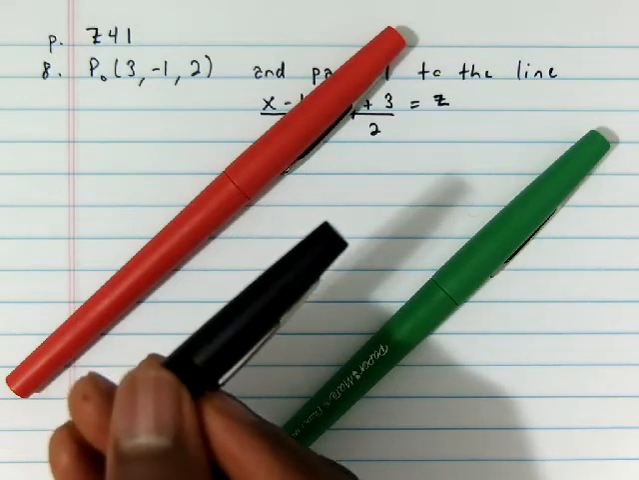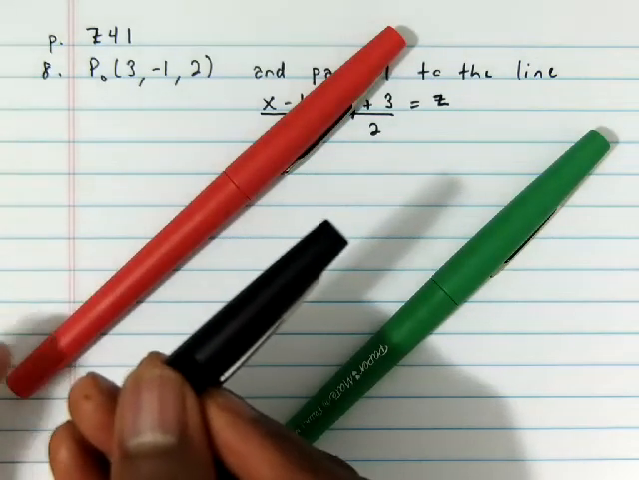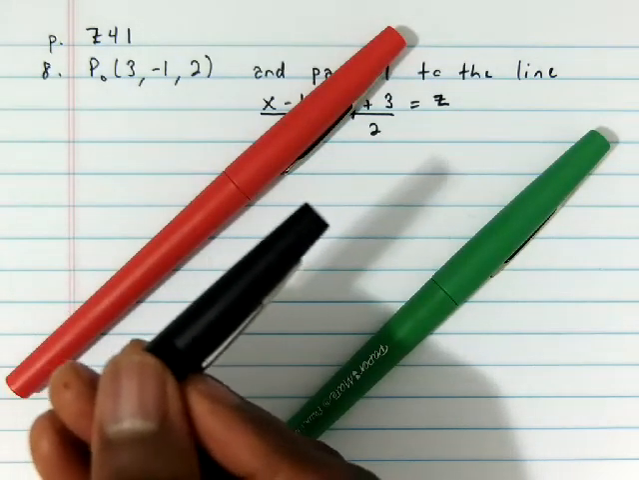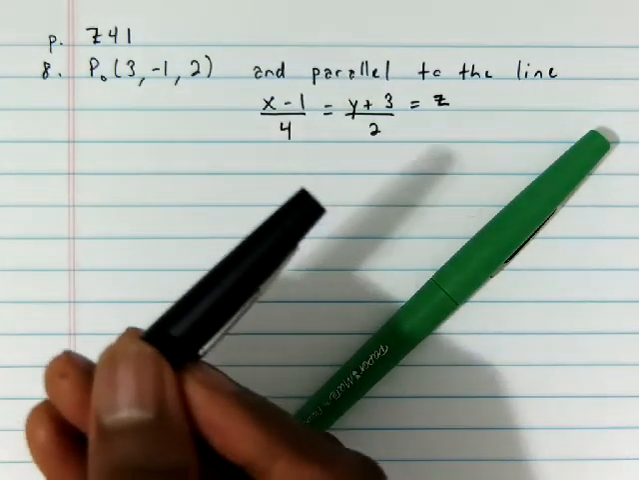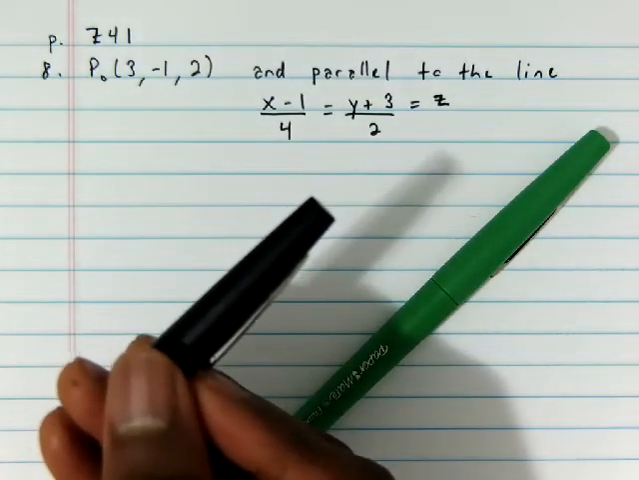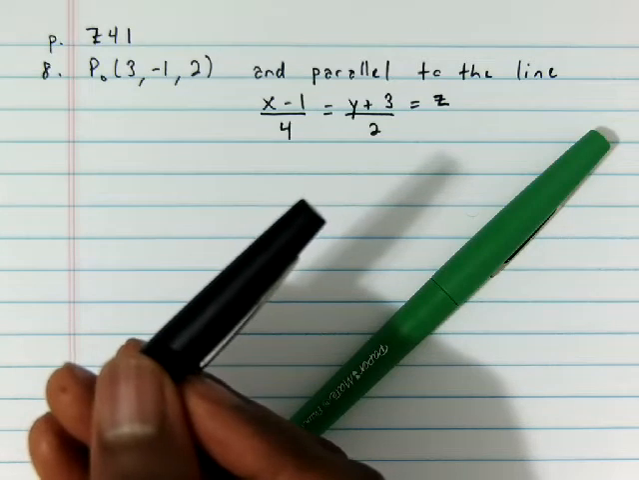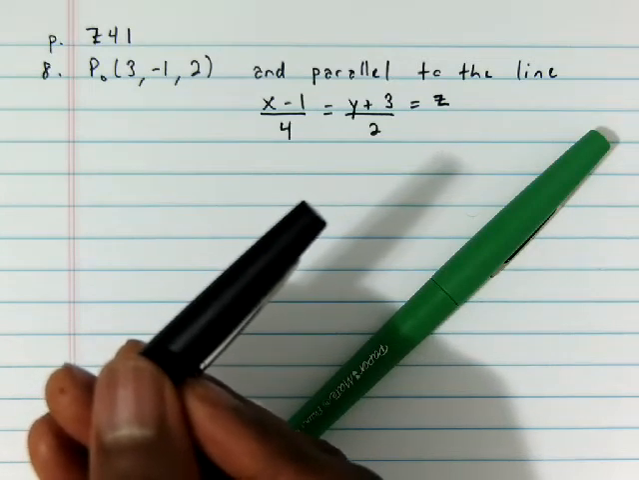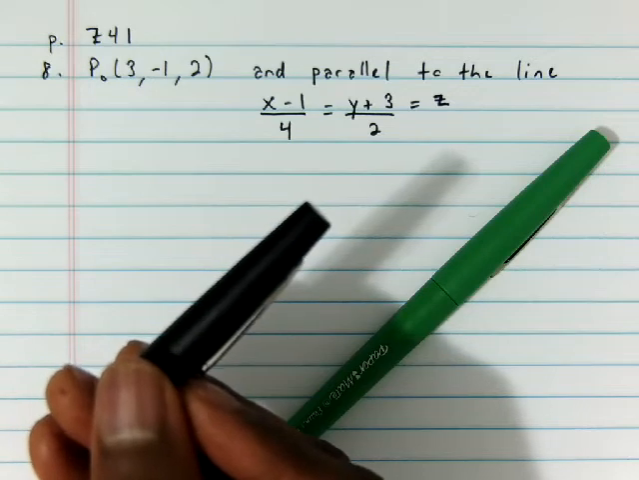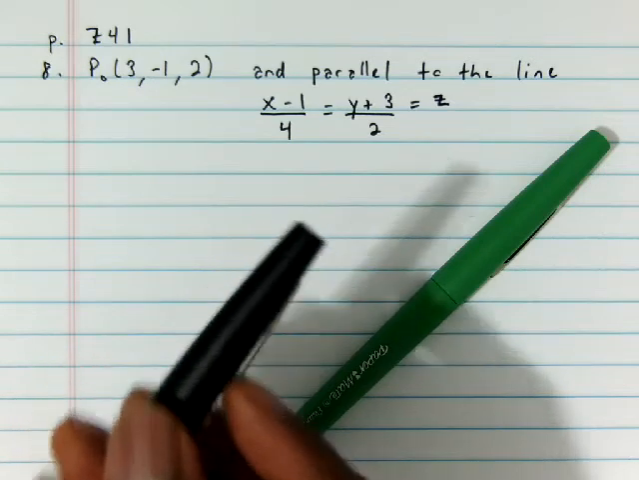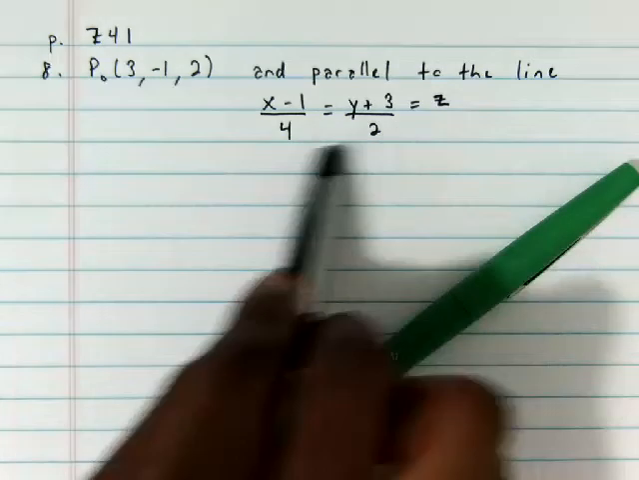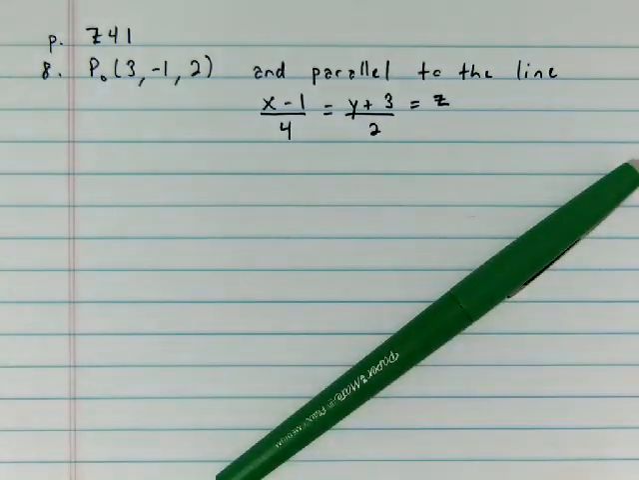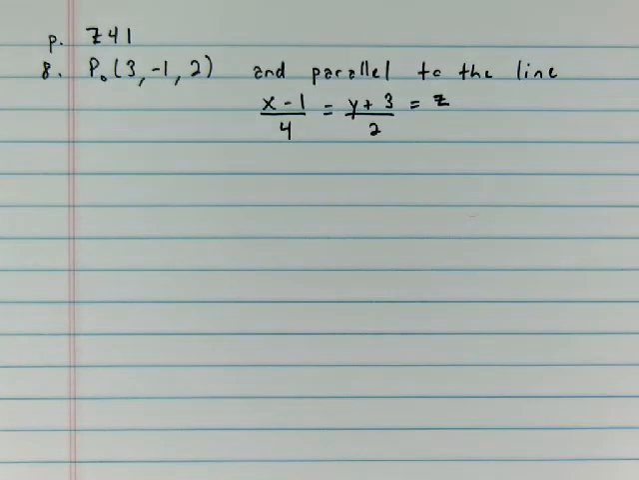So say they gave us the red line, and we're supposed to find the green line. We don't need the red line itself. What we're going to do is take from the red line its vector that's parallel to it, and we were given a point on the green line. So now we have everything we need: a point on the green line, and a vector parallel to the green line, which we have to squeeze out of these equations. So we're going to take the red line's vector and use it for the green line.